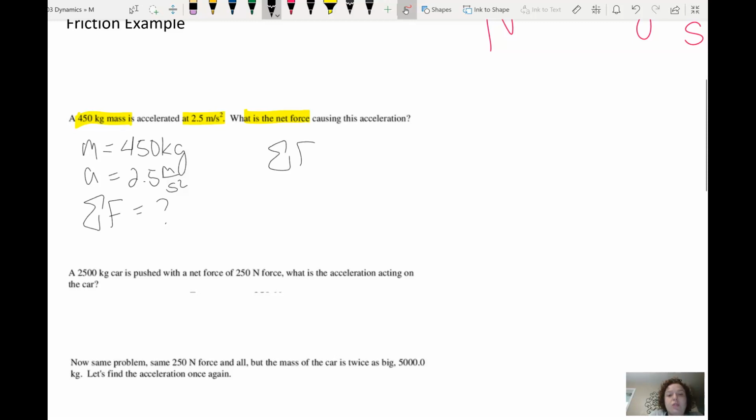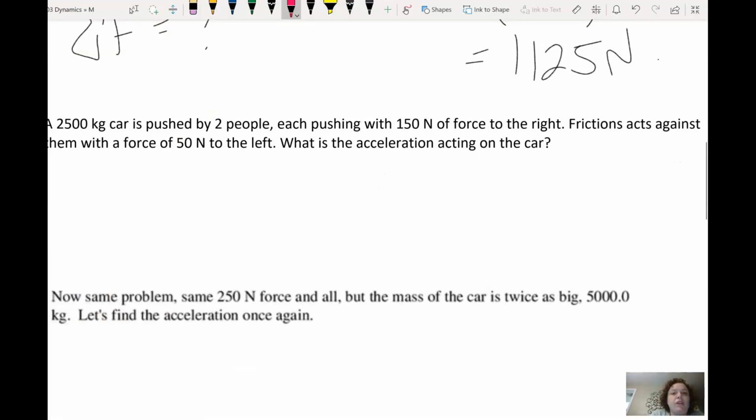So in this case, net force is equal to mass times acceleration, 450 times 2.5, and that'll give us 1,125 newtons. Straightforward. Now, a 2,500 kilogram car is pushed by two people, each pushing with 150 newtons of force to the right. There is friction. It acts against them with a force of 50 newtons to the left. We want to know what's the acceleration.